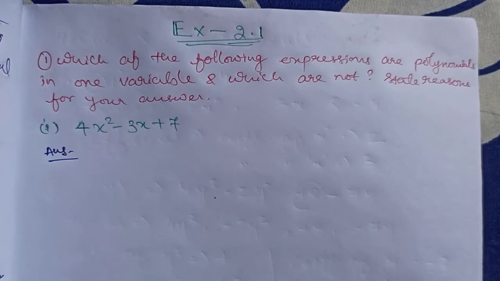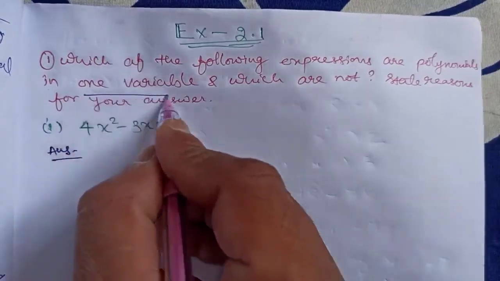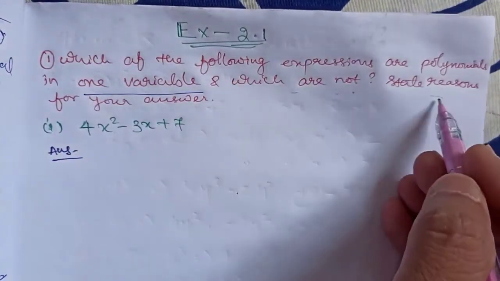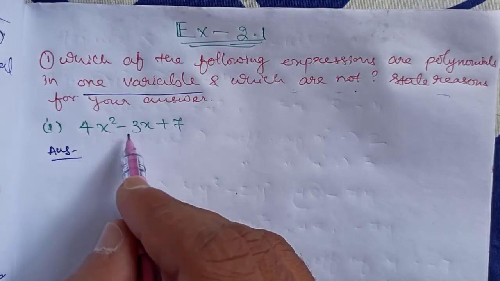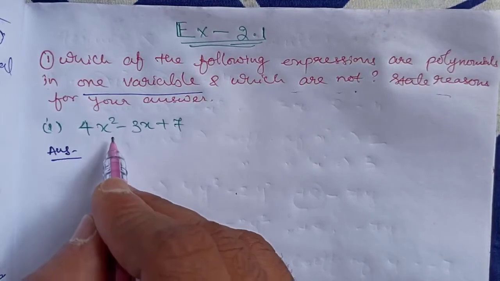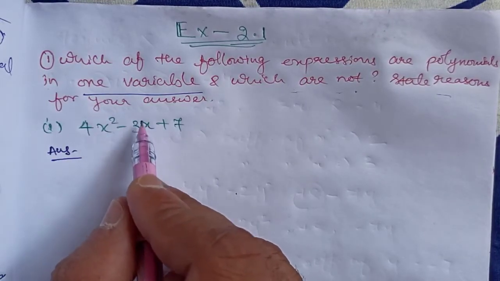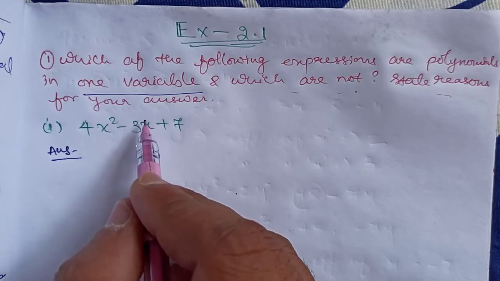The first question of the exercise: which of the following expressions are polynomials in one variable and which are not? State reason for your answer. Okay, so the first part of the question, it is given 4x square minus 3x plus 7. Is it a polynomial? Yes, it is a polynomial because the degrees are whole numbers. They are not fractions.